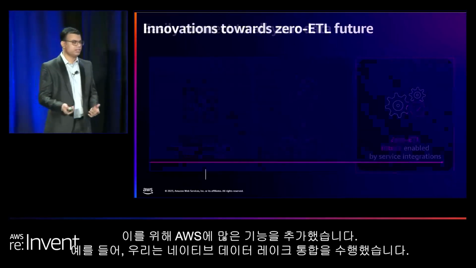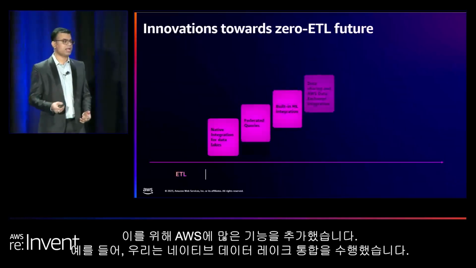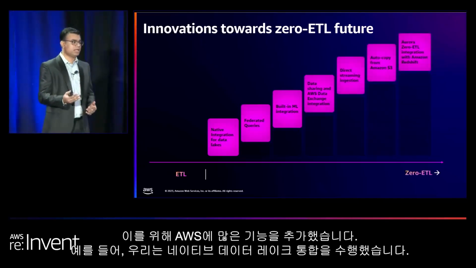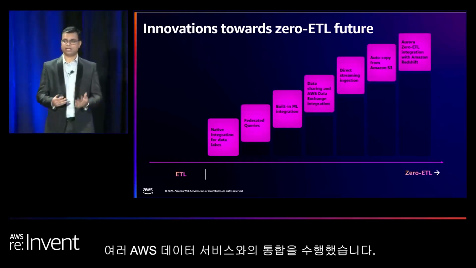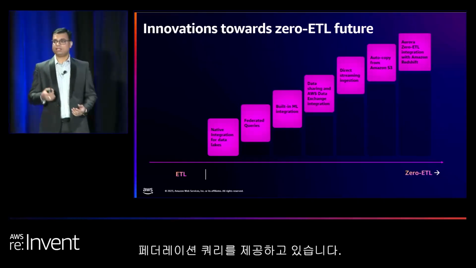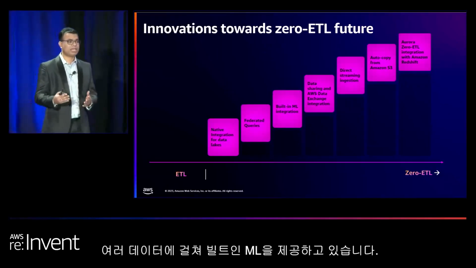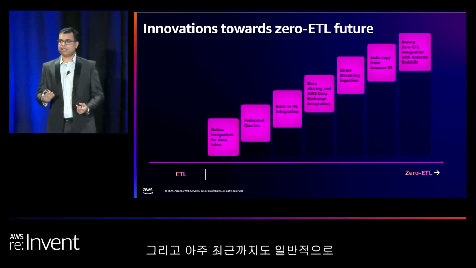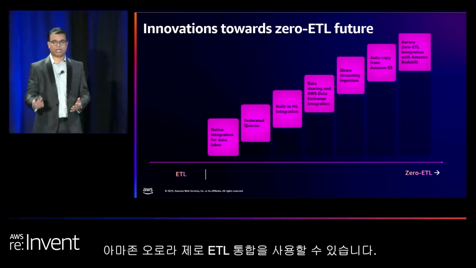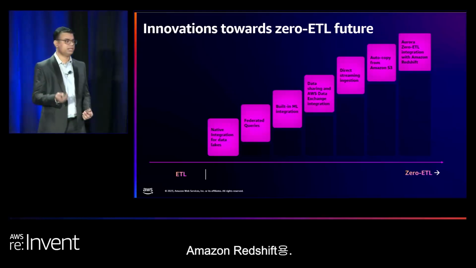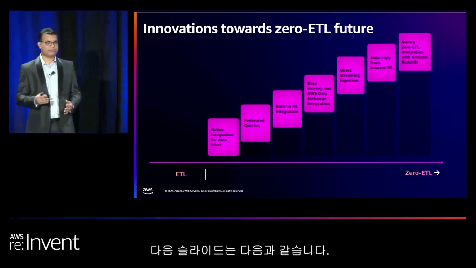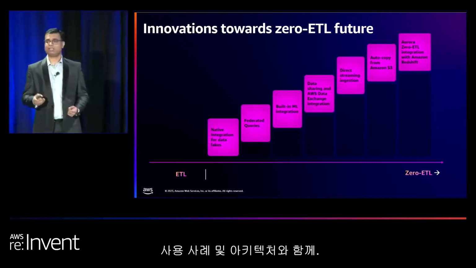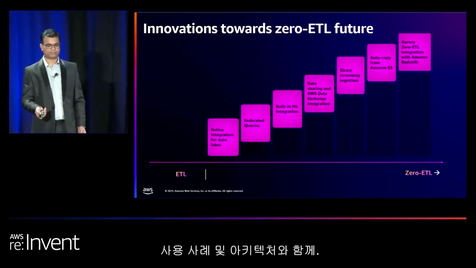And for that, we have added many capabilities at AWS. For example, we did native data lake integrations with multiple AWS data services. We are providing federated queries. We are providing built-in ML across multiple data services. And very recently, we made the Amazon Aurora zero-ETL integration for Amazon Redshift generally available. In the next slides, I will dive deep into all of these capabilities along with the use cases and the architectures.